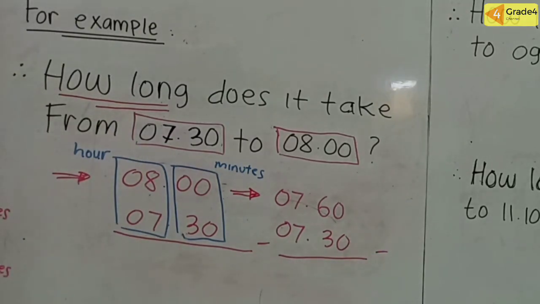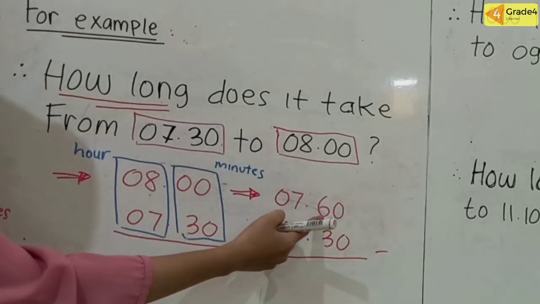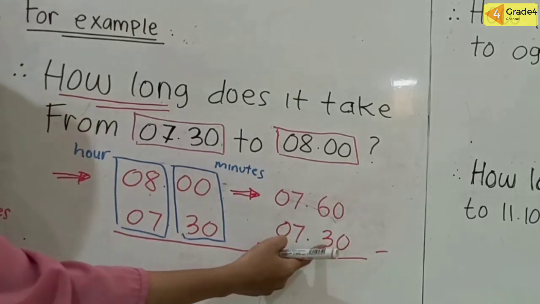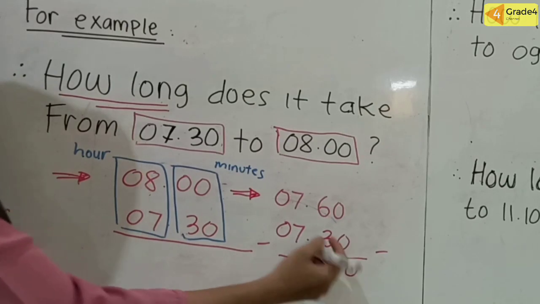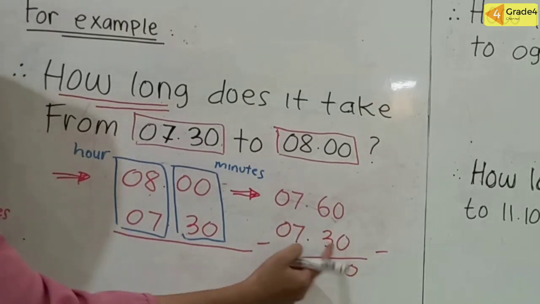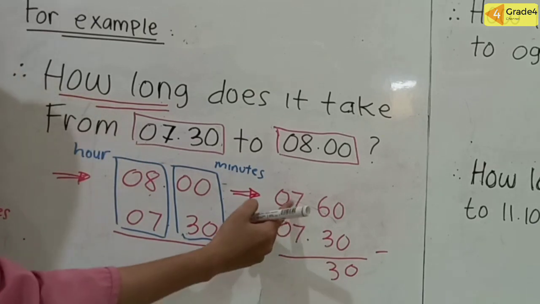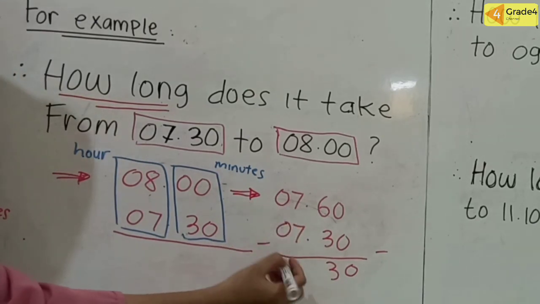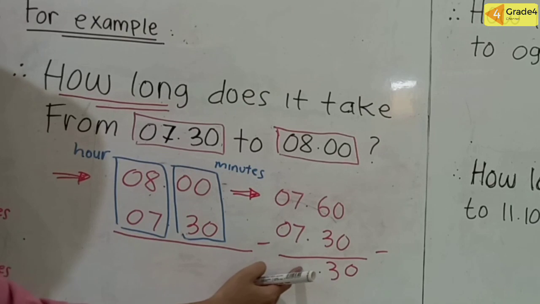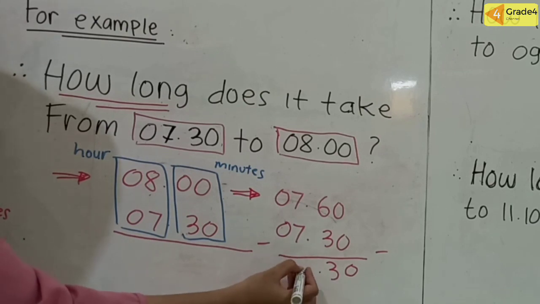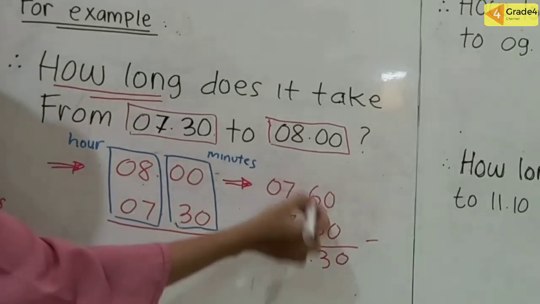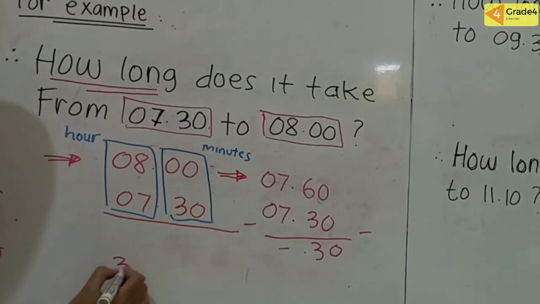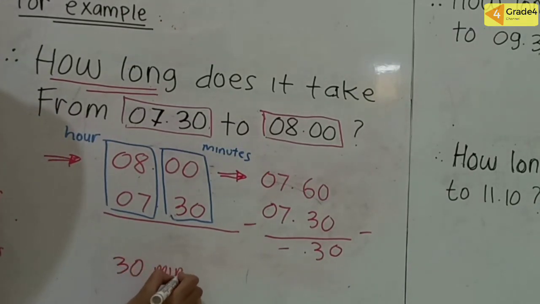So we calculate 60 minus 30. 0 minus 0 is 0. 6 minus 3 is 3. And then 7 minus 7 is 0. We just write like this. So the answer is 30 minutes.